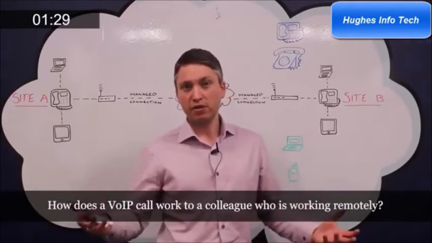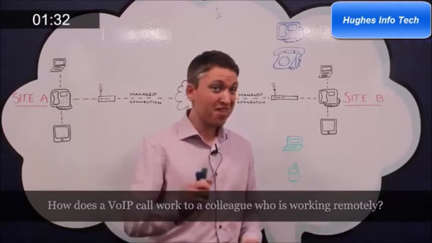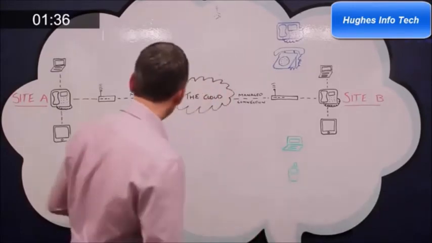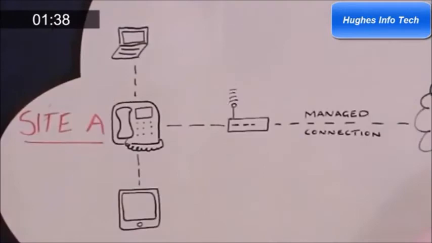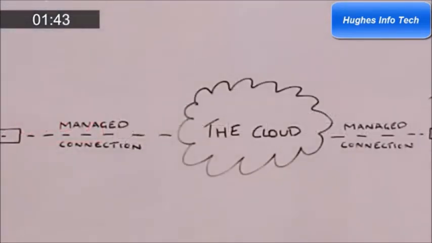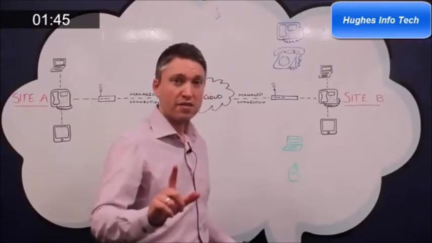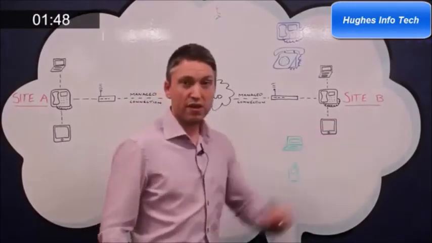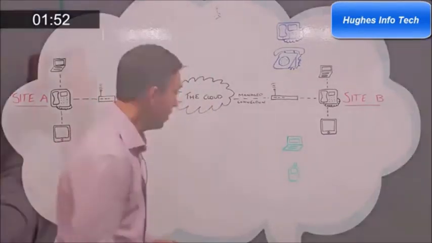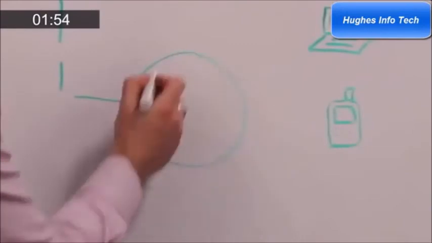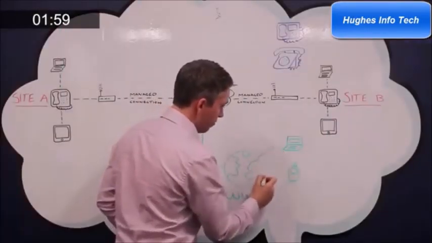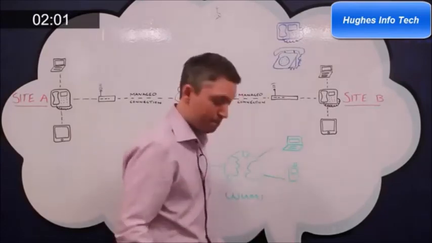So how do you make a business VoIP call to a colleague that might be working remotely or is based in the field, for example? Well, it's essentially the same process, just with one very, very slight modification. So you originate your call over here. The voice is carried over the managed data connection into the cloud. The cloud recognises that you're contacting a colleague that isn't at your second site over here, and pushes the data out onto the public internet, like this. And it pushes the data out to the device that your colleague's using.